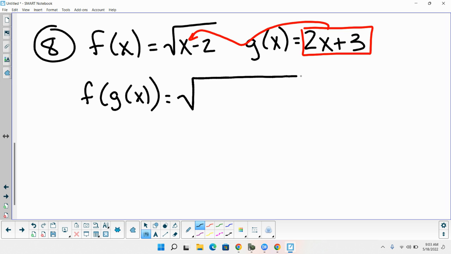AJ? Should we keep our calculators in the degree mode? Yeah, keep them in degree mode, yeah.